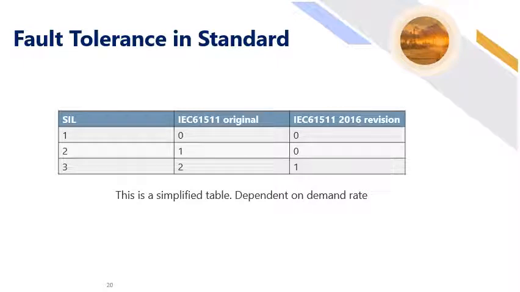This table highlights the changes that have happened with the requirements of hardware fault tolerance from the original IEC 61511 to the latest version. The table is simplified from that in the standard and is only looking at low demand functions. But what has happened is the requirement for SIL2 has changed from requiring hardware fault tolerance of 1, so requiring redundancy in the equipment, to not requiring it. This changes with high demand mode, so if you have something operating in high demand mode, go and have a look at the table and see how it applies.